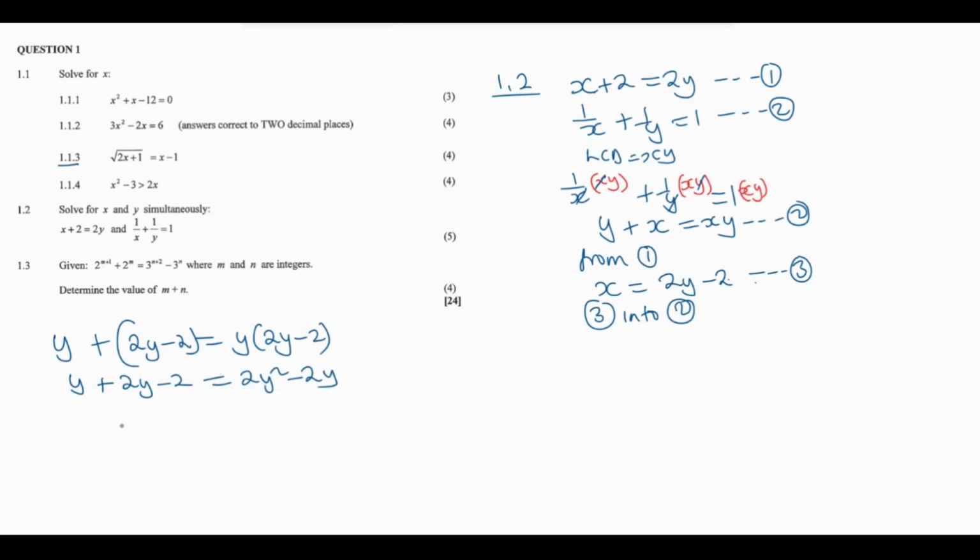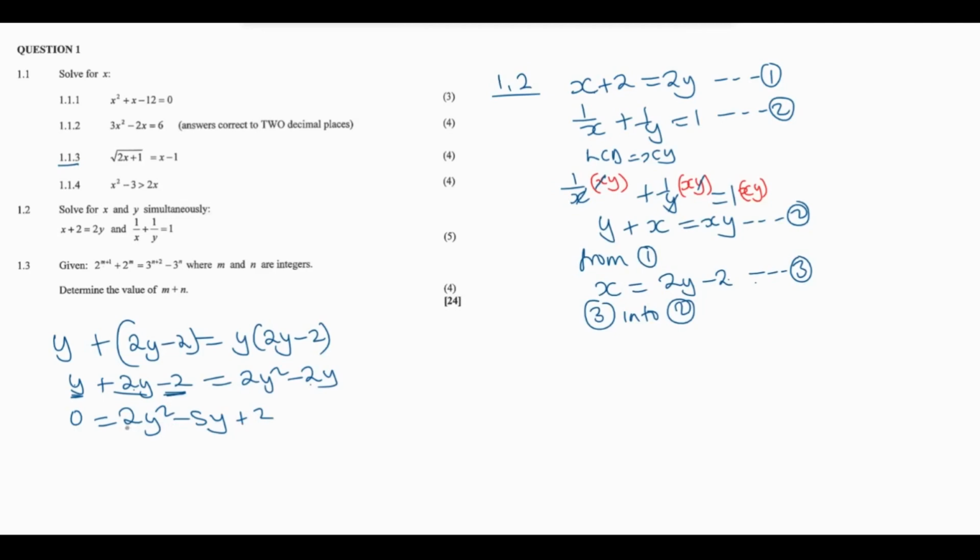Right. Let's get our standard form. 0 is equal to 2y squared, negative 2y minus 2. If we transpose this, it's going to be negative 4y minus y is going to be negative 5y. Right, we transpose negative 2 becomes plus 2. So this is our standard form. Now we have to factorize this. Okay, you can use the quadratic formula if you want, but factorizing will be faster.